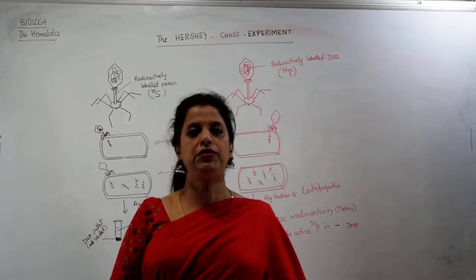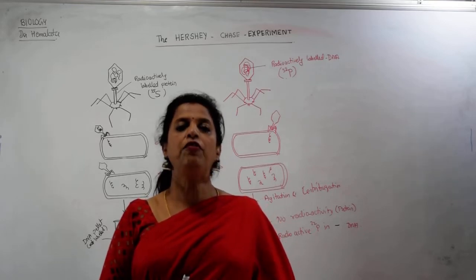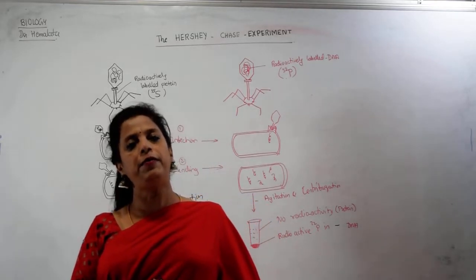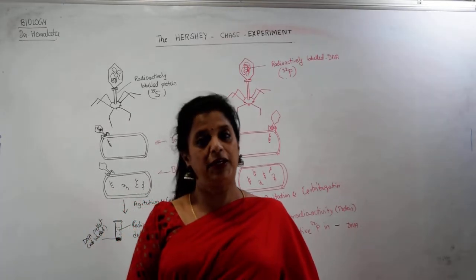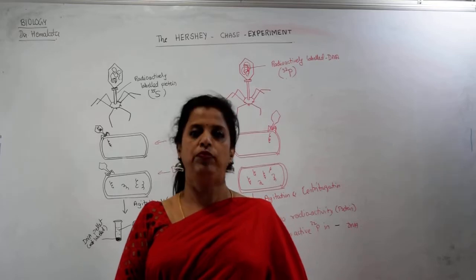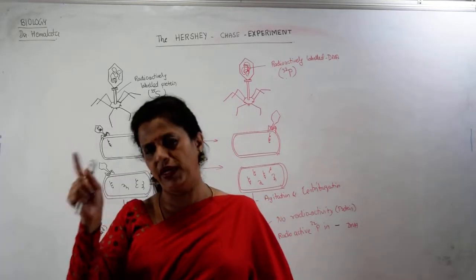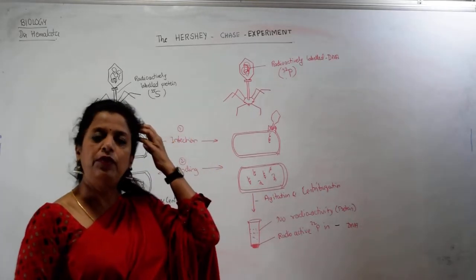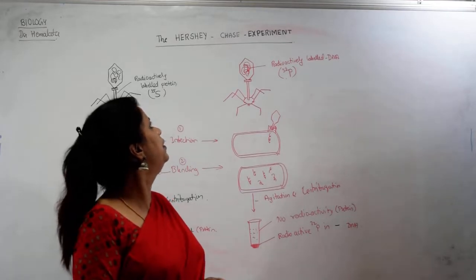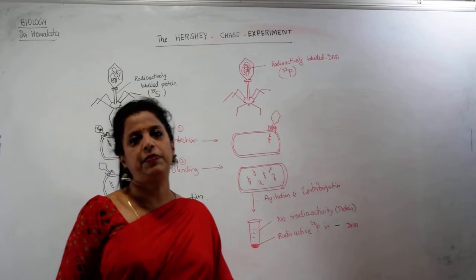But the highest, 100% confident way that DNA is hereditary material was given by another set of experiments in 1952. The earlier work, I told you, was almost 1933 to 44. Now this experiment, we write under their names, the Hershey and Chase experiment. The two scientists, Hershey and Chase.